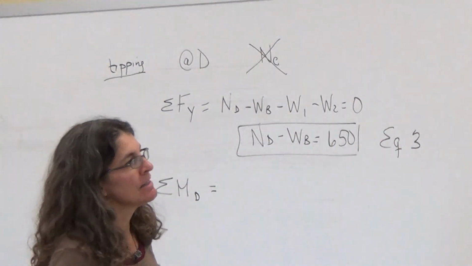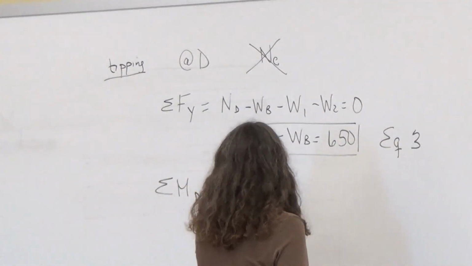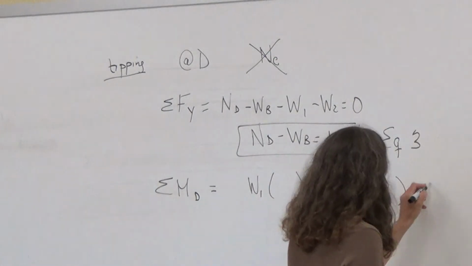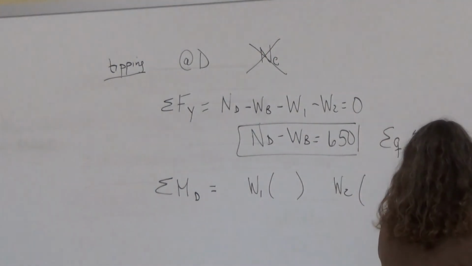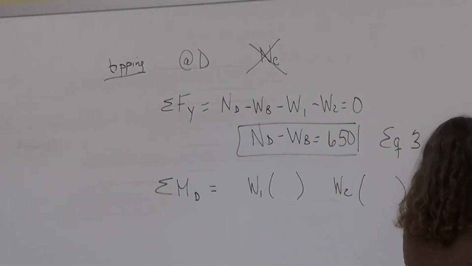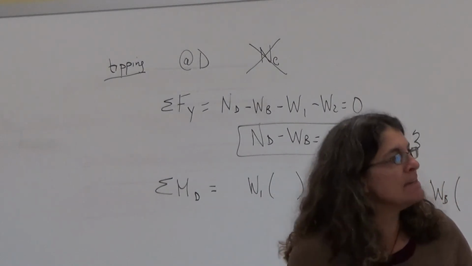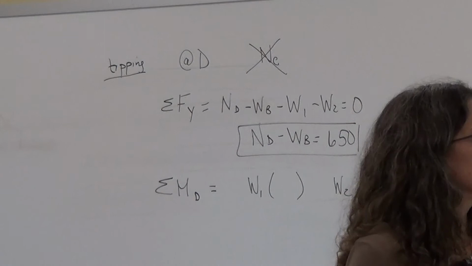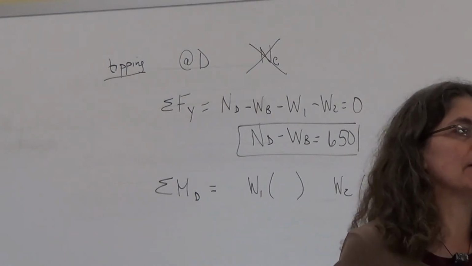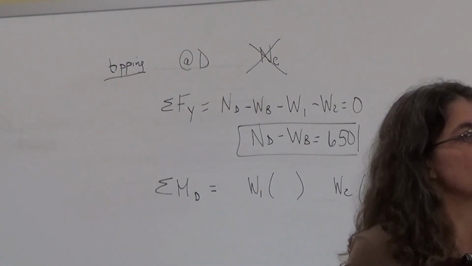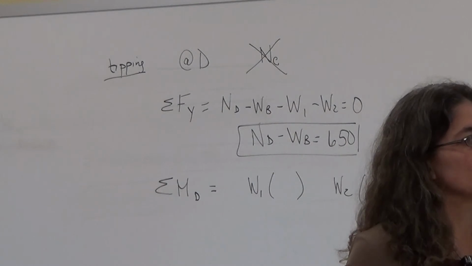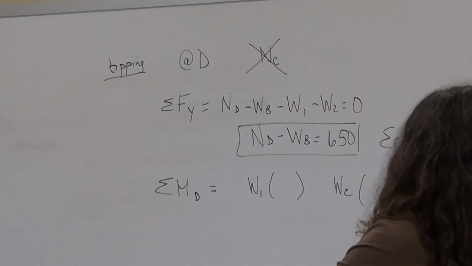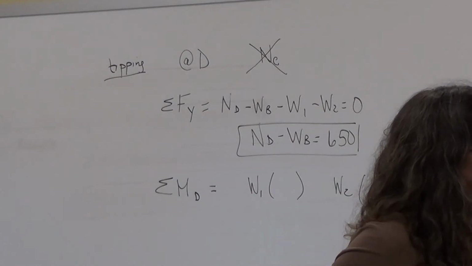WB, W1, W2, and WB, right? Does ND create a moment about D? No. Does NC create a moment about D? No. Well, it would, but it's not touching, so it's not there anymore, because it's just at impending motion. I don't see W2 then.